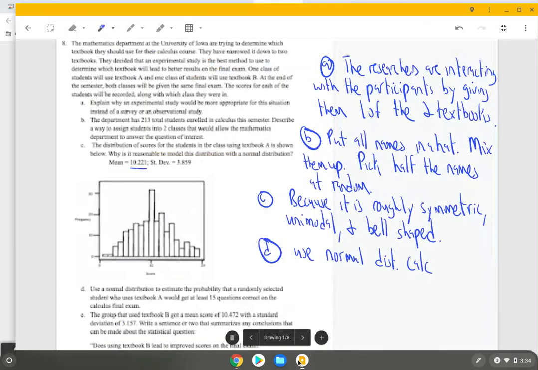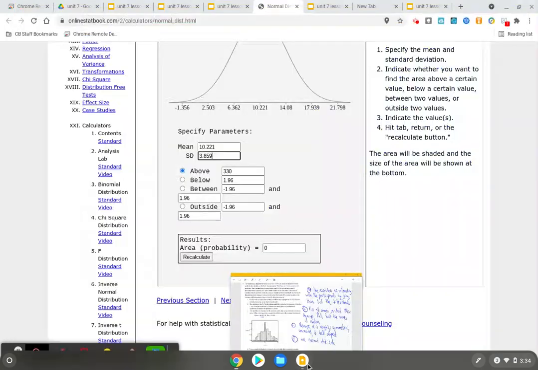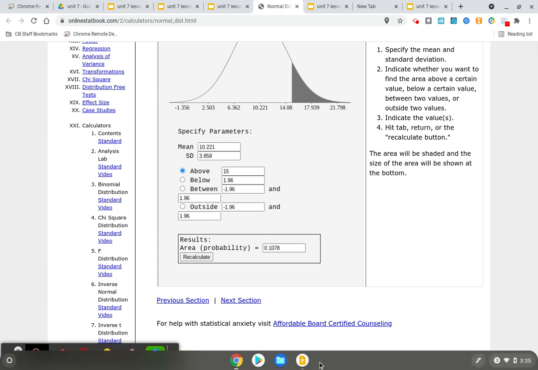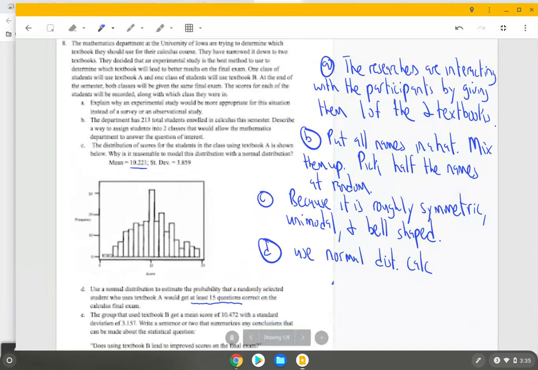And we want to know the probability that a randomly selected student who uses textbook A would get at least 15 questions. So at least 15 questions. Would that imply greater than or less than 15? At least means 15 or higher. So we're going to go above 15. And we get 0.1078.